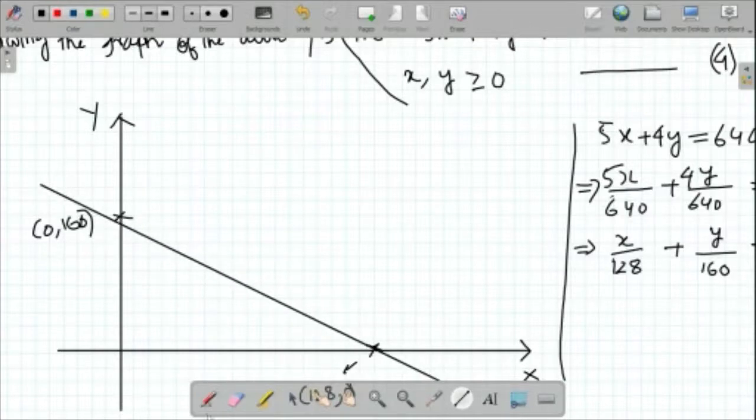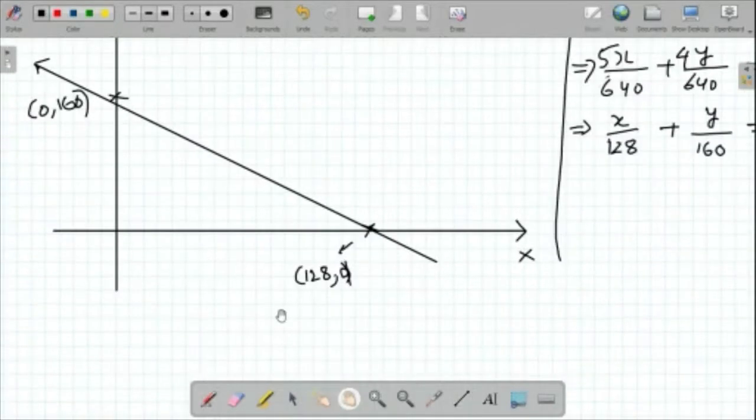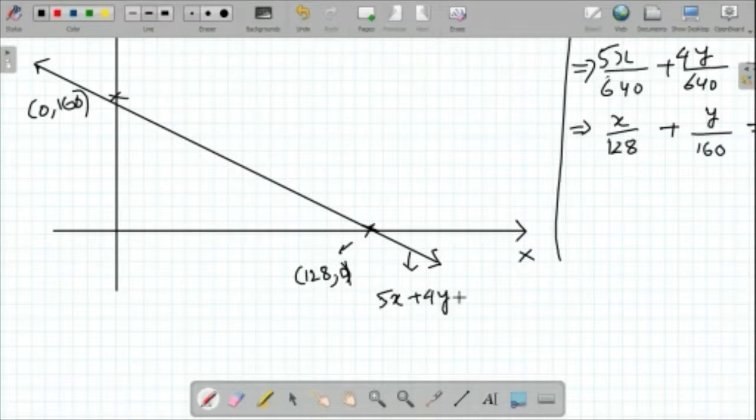Okay, I graphed this, though it is not exact with the graph, approximately one. And what is this equation? This equation is 5x plus 4y equals 640.